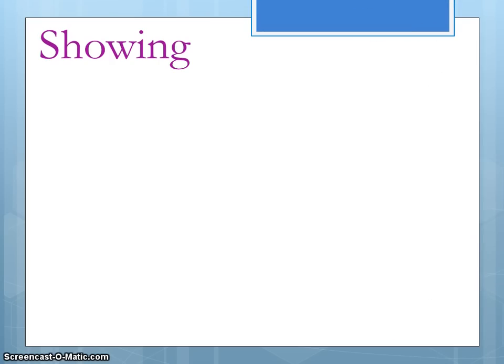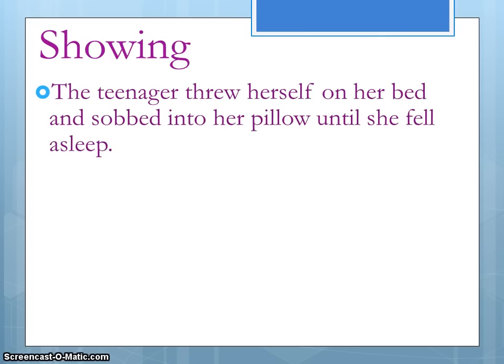Here's the first showing example. The teenager threw herself on her bed and sobbed into her pillow until she fell asleep. Now we can visualize this. We know what kind of girl, and we have great imagery like threw herself on her bed and sobbed into her pillow. By changing those verbs and the type of girl, we have a much better picture in our minds.